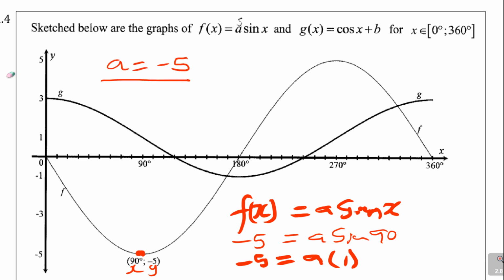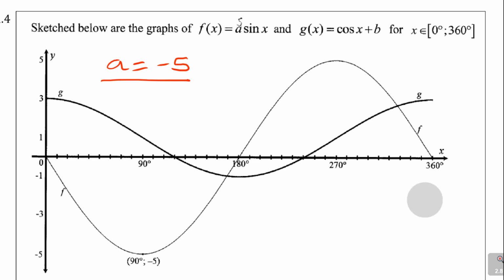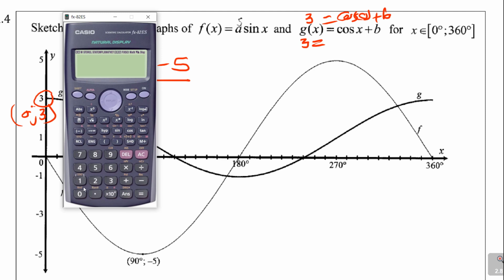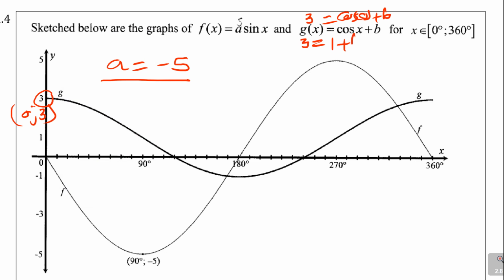And then do the same thing with b. Choose any value that is appearing that you can literally see. Let's choose this value. X is 0, y is 3, right? So for cos, we are going to say y is 3 is equal to cos 0 plus b, right? So now 3 is equal to, you put cos 0 and see what it gives you. Cos 0 is equal to 1, so it's equal to 1 plus b.